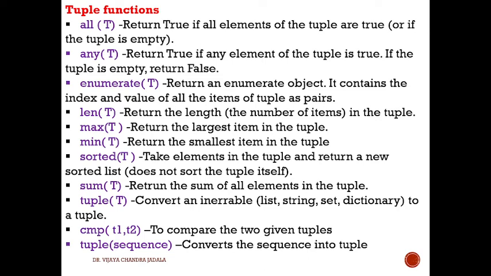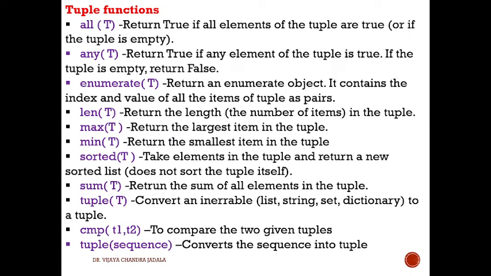Tuple functions. The different functions in tuples are: all of t returns true if all elements of the tuple are true, or if the tuple is empty. Any of t returns true if any element of the tuple is true. If the tuple is empty, it returns false. Enumerate of t returns an enumerate object. It contains the index and value of all the items of the tuple as pairs. Len of t returns the length, the number of items in the tuple.